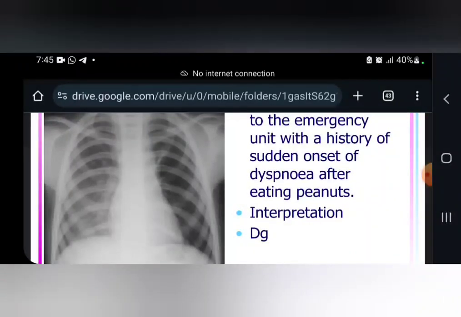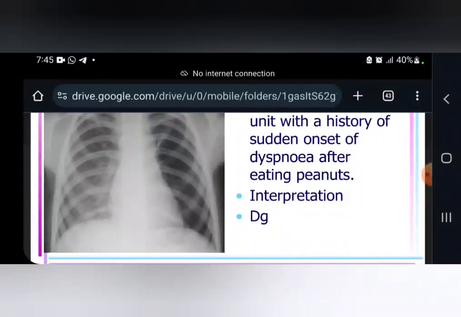So if a child aspirates a small peanut, sometimes you may even see the peanut at the level of the right lower lung field. Then you require an endoscopy procedure in order to remove that peanut to prevent local inflammation. So generally those are the things that you have to do.